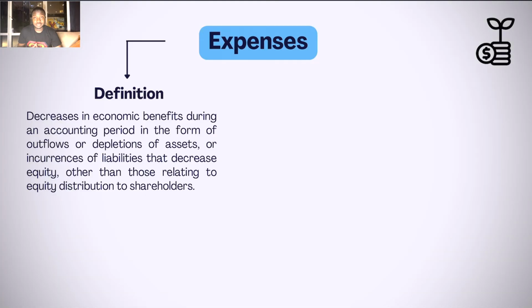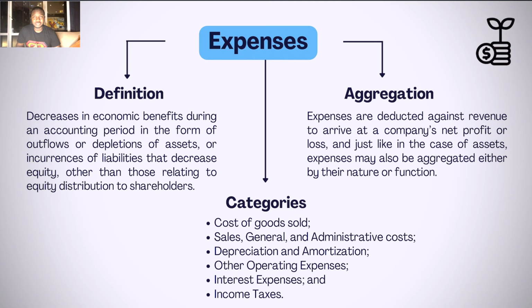Expenses are decreases in economic benefit during the accounting period in the form of outflows or depletion of assets, or incurrences of liabilities that decrease equity, other than those relating to equity distribution to shareholders. Expenses are typically categorized into 6 groups: the cost of goods sold, sales, general and administrative costs, depreciation and amortization, other operating expenses, interest expense, and income taxes. Expenses are deducted against revenue to arrive at a company's net profit or loss.